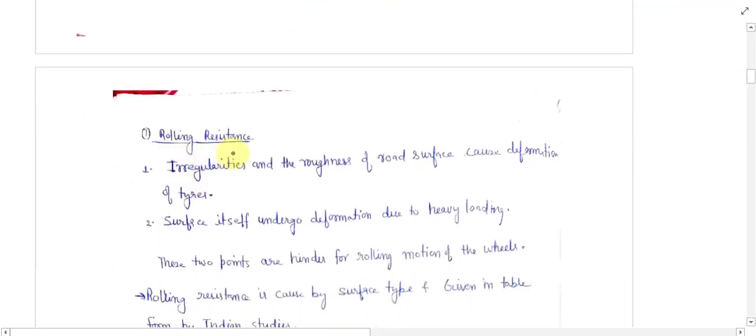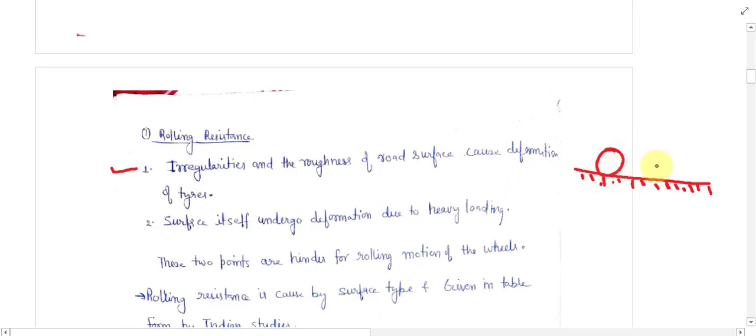So rolling resistance occurs due to 2 main points. The first one is that irregularities and roughness of the road surface cause deformation of the tire. This is your pavement surface, which has some roughness coefficient. This roughness coefficient is useful for stopping sight distance. So this roughness of the road surface causes deformation of the tire.